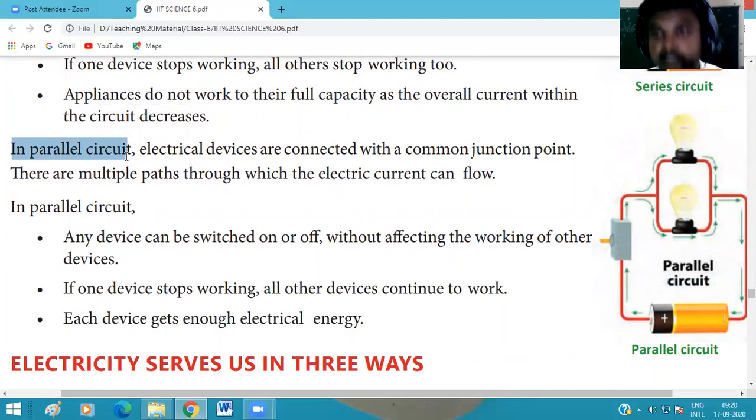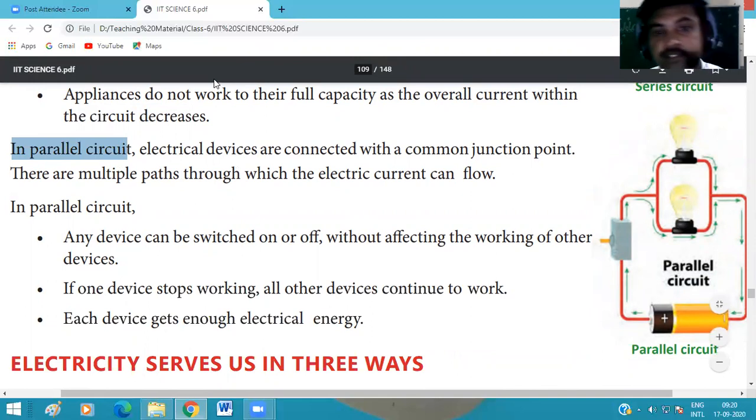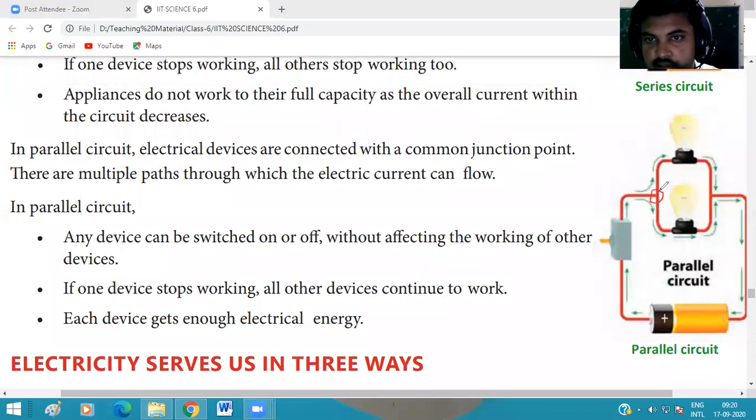Okay, but in the parallel circuit, it is better than the series circuit when electric devices are connected with a common junction. It is a common junction. Both are connected from a common junction point. There are multiple paths. So the first path, then the second path, and if we want, we can use more than two paths also. So multiple paths through which electric current can flow. So different paths हो जाते हैं जिनसे electric current flow होता है, and after flowing they are also connected with the same junction.